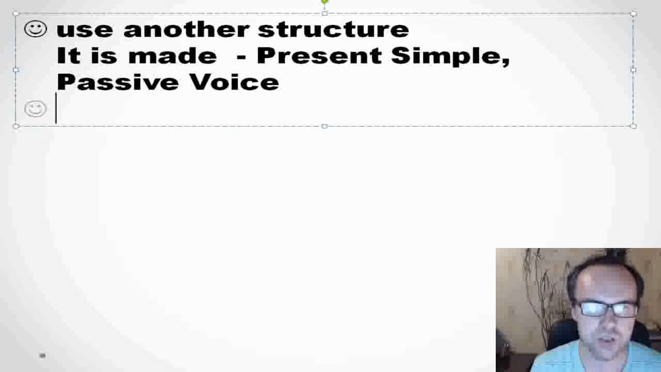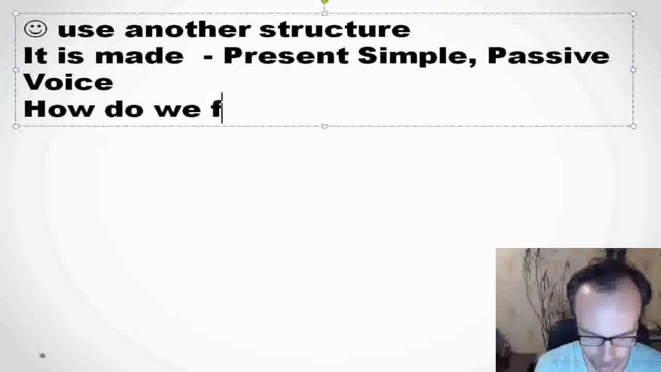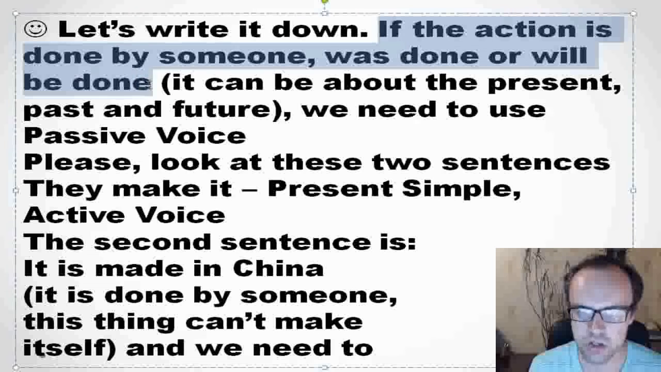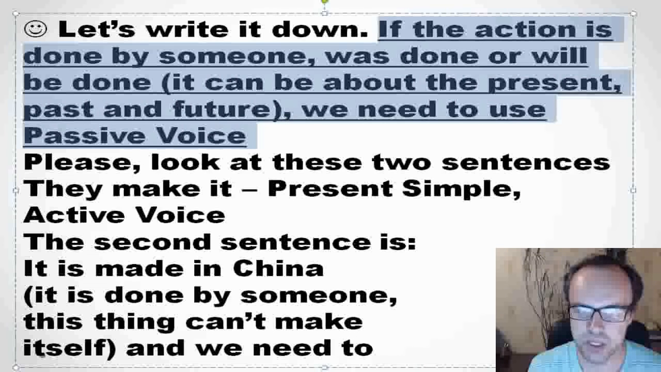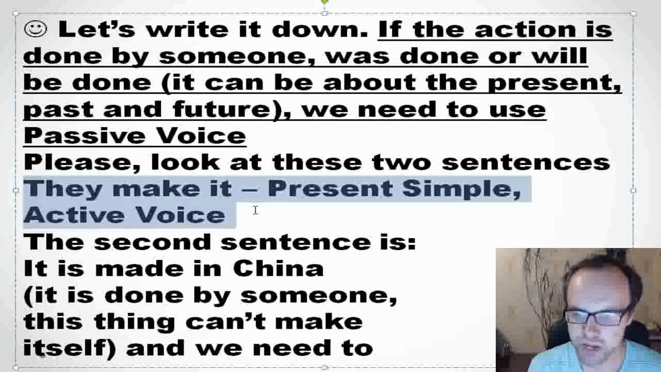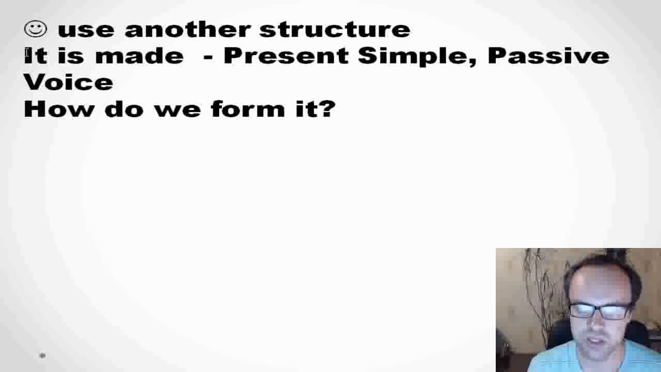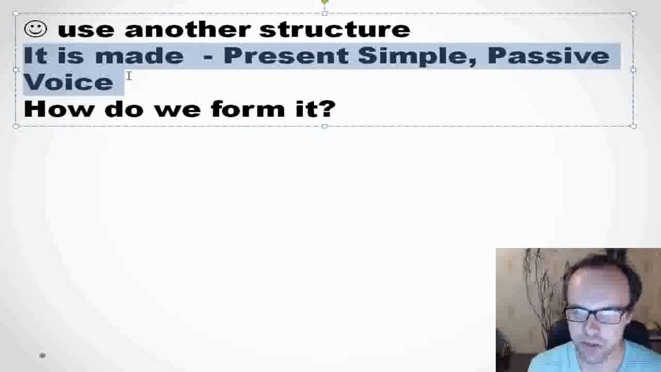How do we form it? Well, let's write it down. If the action is done by someone, was done by someone, or will be done, so it can be about the present, past, and future, we need to use passive voice, okay? Please look at these two sentences. They make it, so it's present simple active voice, and the second sentence is it is made in China, so it is done by someone. This thing can't make itself, and we need to use another structure. So it is made, present simple passive voice.